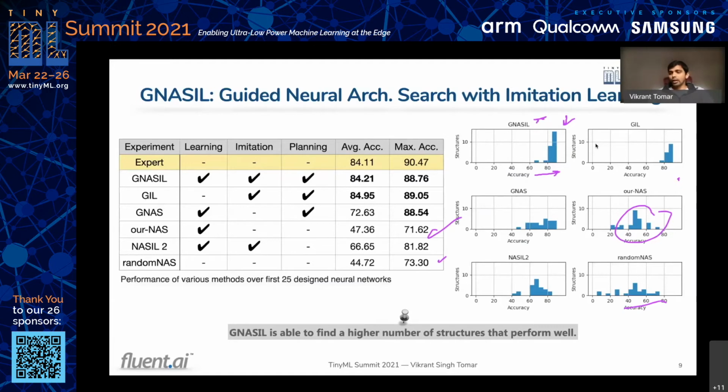As I said, GIL is able to find good performing architectures, but without the RL agent, it's not able to design new architectures. It was only able to find 15 architectures that performed fairly well, but still less novelty than what GNASIL was able to find. And this is a similar pattern across different combinations of learning and planning. So what we see from here is that learning, when combined with imitation and planning, really is what gave us the best result in terms of our preset objective criteria.